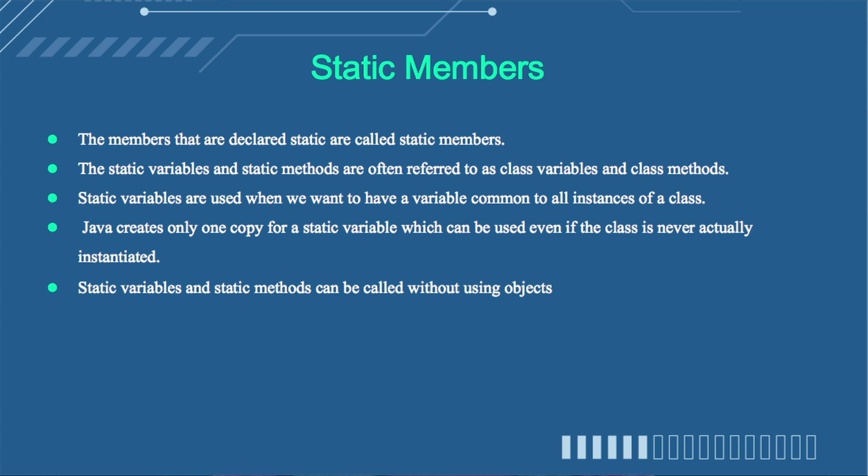One of the most common examples is to have a variable that could keep a count of how many objects of a class have been created. You need to know that Java creates only one copy of a static variable, which can be used even if the class is never actually instantiated. Like static variables, static methods can be called without using an object. They are also available for use by other classes.